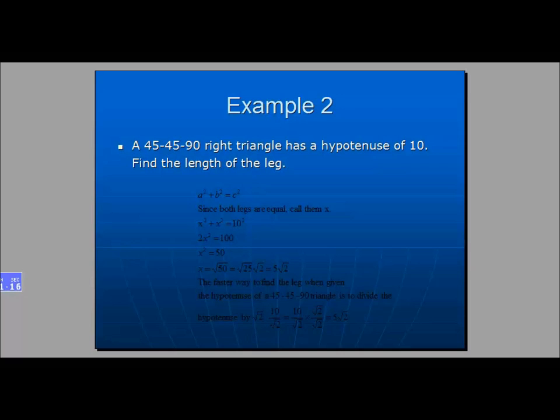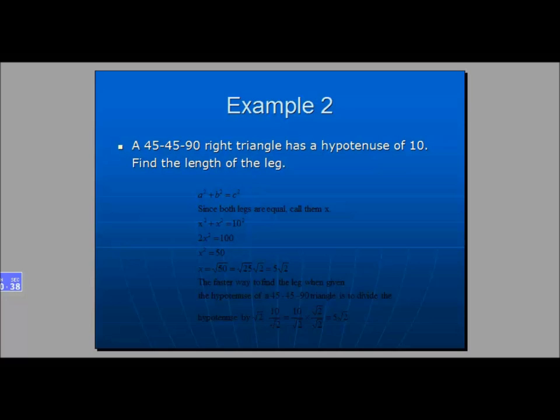In example 2, a 45, 45, 90 triangle has a hypotenuse of 10. Find the length of the leg. Again, just so you can see how we derive these ideas, we're substituting into the Pythagorean Theorem, and since the legs are equal, we're going to call both A and B x. Substituting gives us x squared plus x squared equals the hypotenuse squared, which is 10 squared. Doing the arithmetic gives us 2x squared equals 100. Dividing by 2 gives us x squared equals 50. Therefore, x equals the square root of 50.